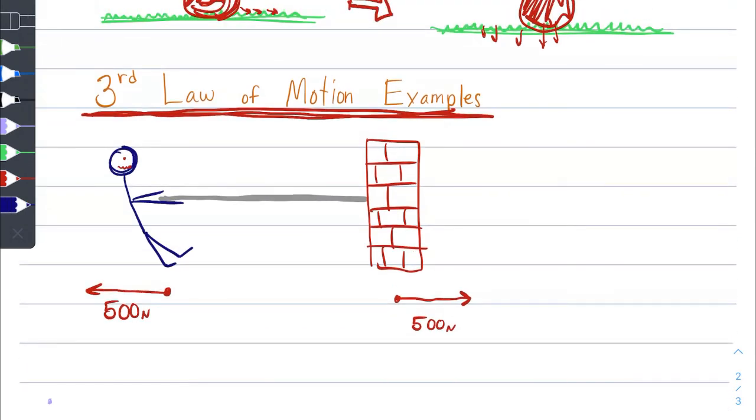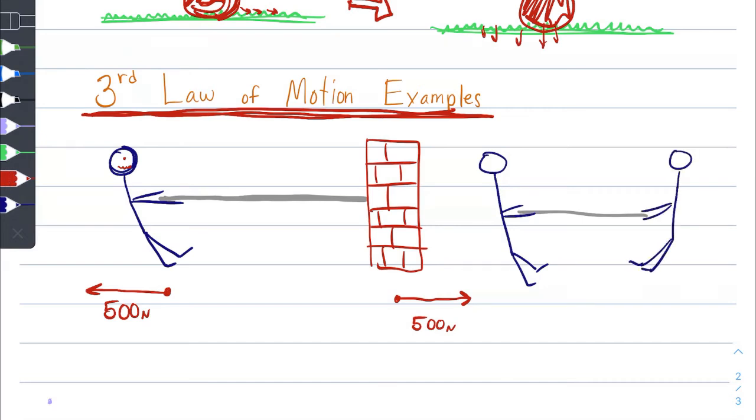Now, another way to think about this, because maybe it's tough to imagine that the wall is actually applying a force, is if we were to replace that wall, we would have to draw a person here digging their heels into the ground and resisting that force, pulling on the rope. You can imagine a tug of war where nobody is moving. What that means is that both sides are applying a force that is equal and opposite.